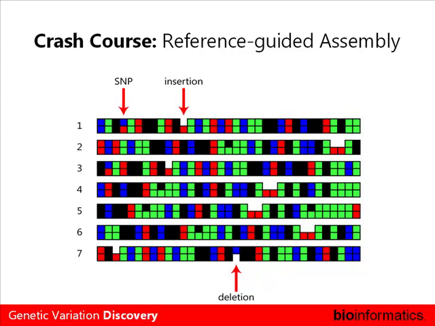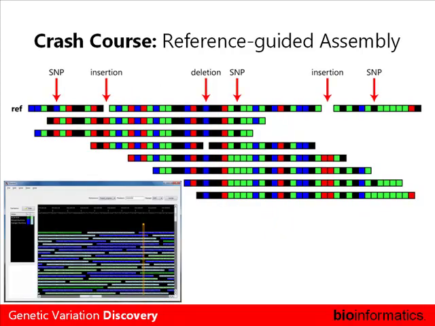But what we typically do with Mosaik is we go one step further and create a multiple sequence alignment. And that way you can use the statistical power of high coverage to elucidate more convincingly whether this is actually a deletion or a SNP. And then we can use our visualization tools to look at these.